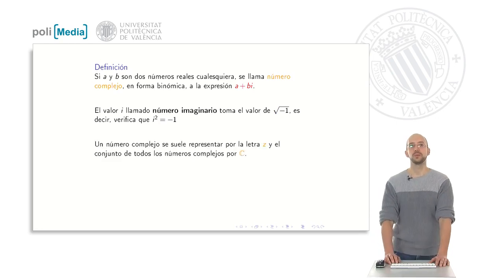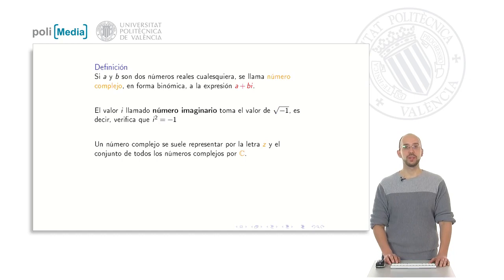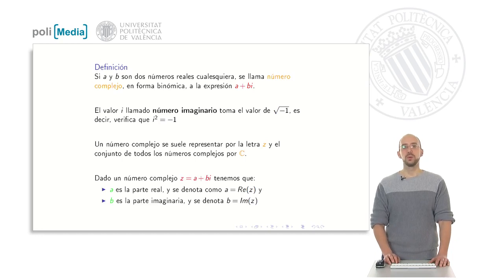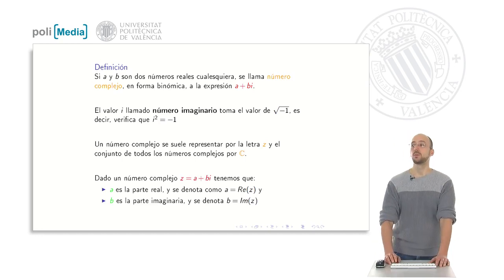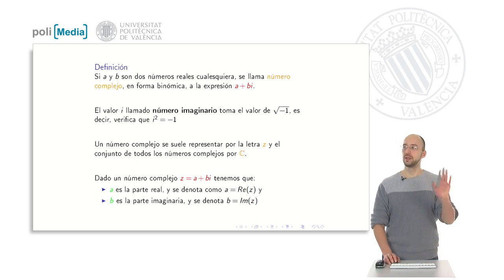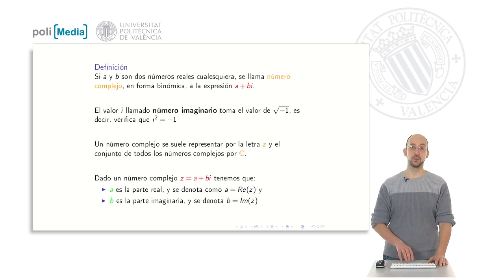A complex number will normally be represented by the letter z and the set of all complex numbers by the capital letter C. Given a complex number, we call the real part, in this case the part of a, and the number b will be called the imaginary part, which is multiplied by the imaginary number i.